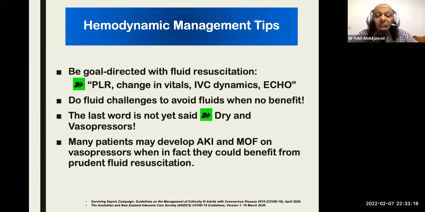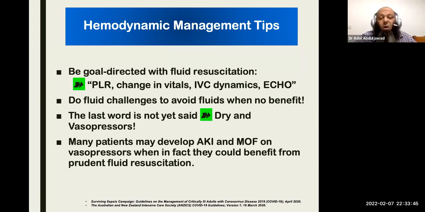For fluid challenges, usually if you are going to use fluid boluses, you do fluid challenges to avoid giving fluids when there is no benefit. So nowadays, maintenance IV fluids is not the ideal practice in some patients. And when you use the PLR, usually we use it, for example, with fluid challenges to tell you whether you should give or should not give.